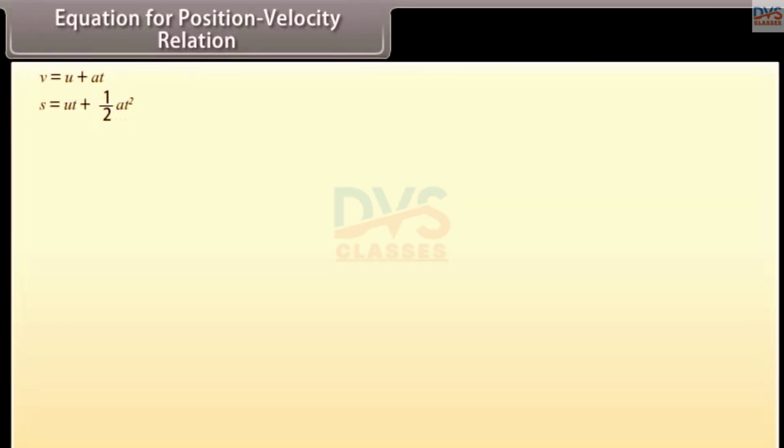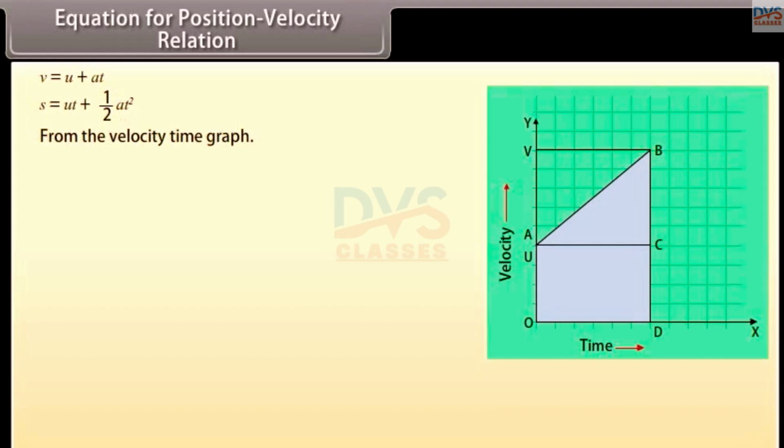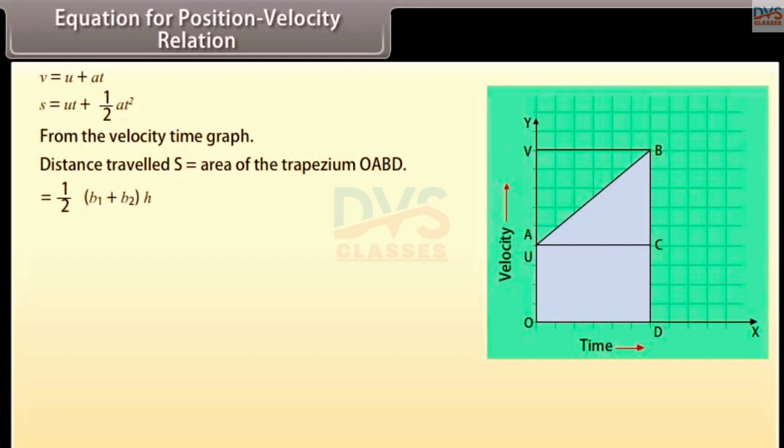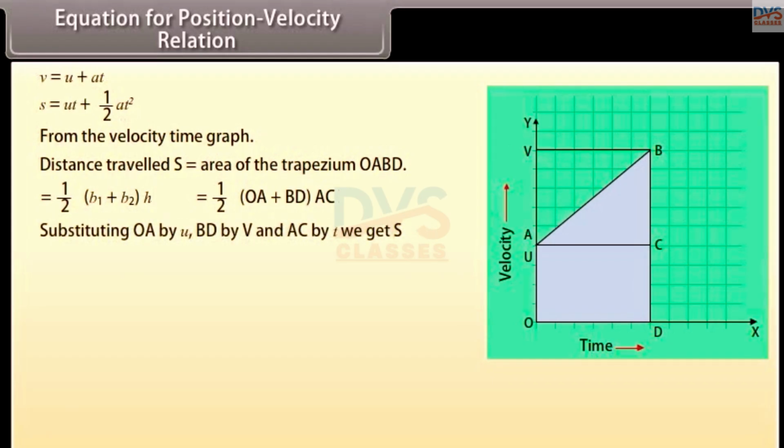Equation for position-velocity relation. The third equation will be obtained from these two equations. From the velocity-time graph, distance traveled s is equal to the area of the trapezium OABD. This is 1 upon 2 into (b1 plus b2) into h, which is equal to 1 upon 2 into (OA plus BD) into AC. Substituting OA by u, BD by v and AC by t, we get s is equal to 1 upon 2 into (u plus v) into t, equation 1.